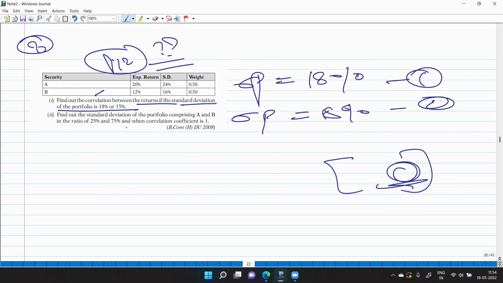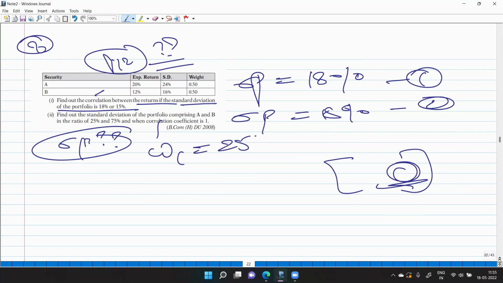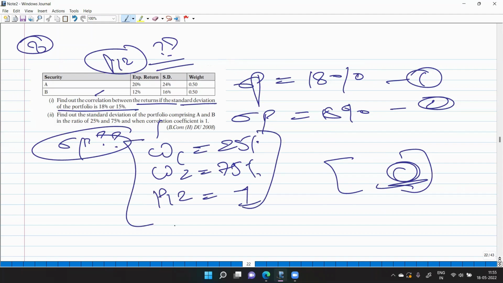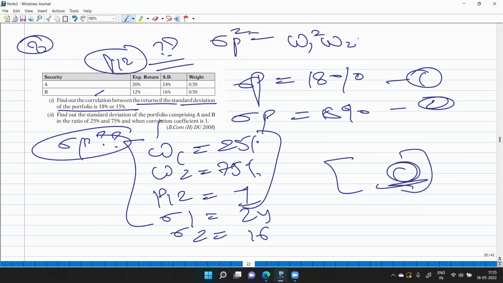Find out the standard deviation, meaning I have to find out this particular value if weight 1 is equal to 25, weight 2 is equal to 75 and P12 is equal to 1. So I can simply put these values in the formula. So this 24 is given, and this is given to me 16. So what is the formula? This you should remember, I guess.